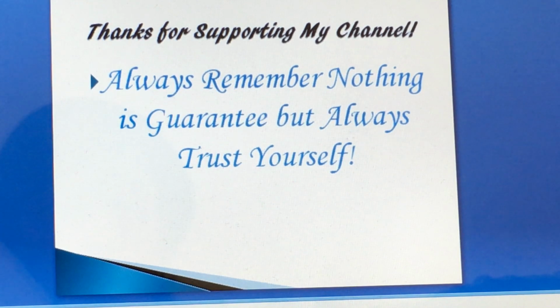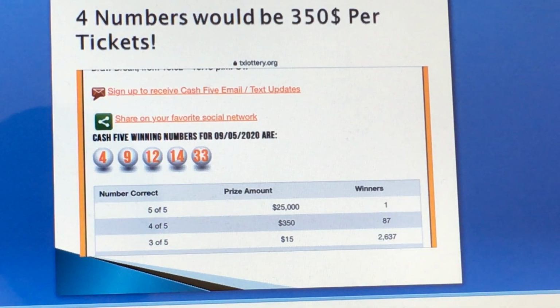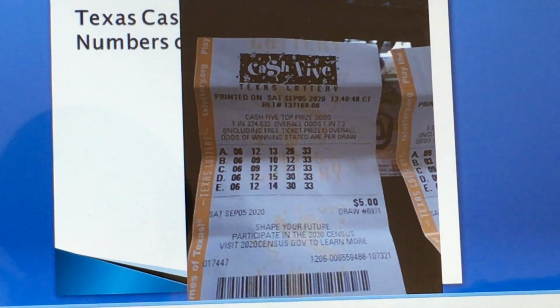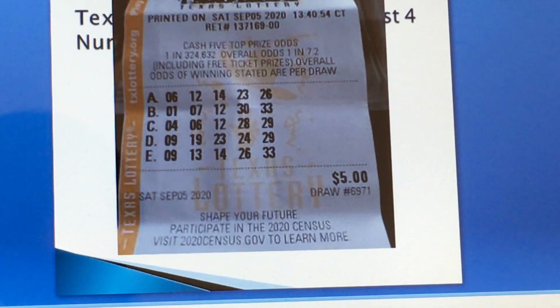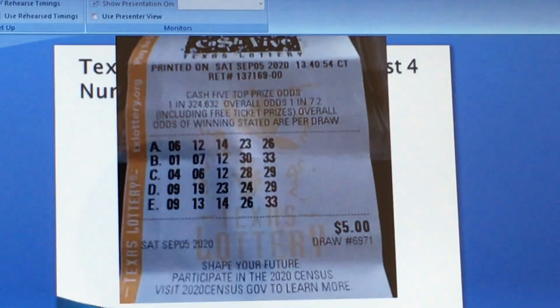So keep sending me the winning ticket and the winning numbers. One of the draws for Texas Cash 5 was 4, 9, 12, 14, and 33 for September 5th, and the player sent me the ticket, which hit 3 on a couple of lines. So congratulations to that player once again.